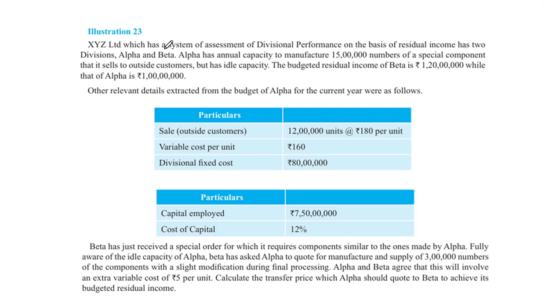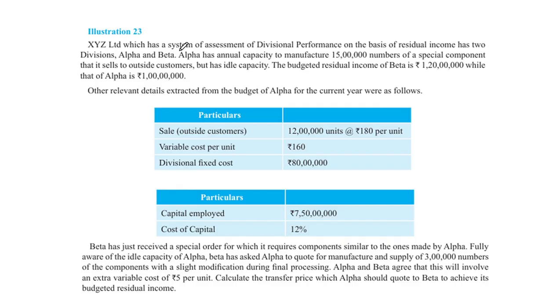Hello students, imagine this situation. One division of a company has idle capacity and another division suddenly needs those components. Now, the big question is, at what price should the internal transfer happen so that the supplying division still achieves its target residual income? Sounds tricky?